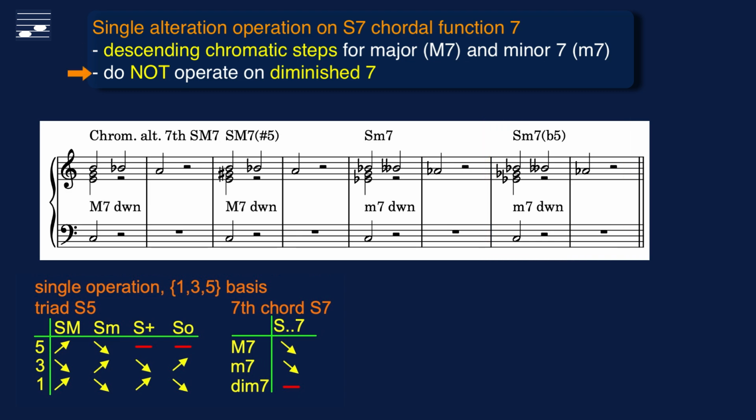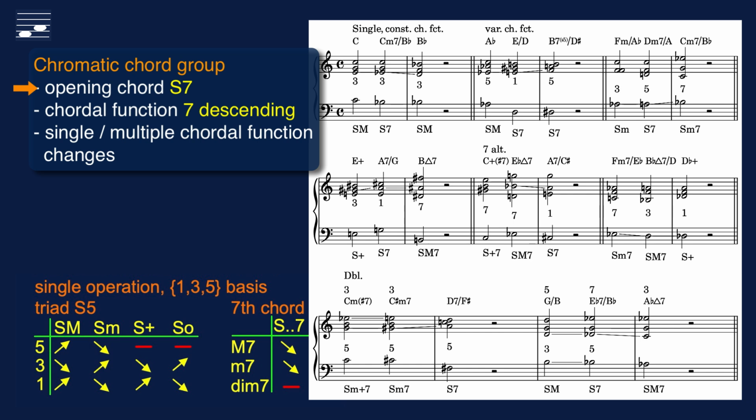Do not apply a chromatic operation to the diminished 7th. In the 2 examples of a chromatic chord group starting with a 7th chord, chordal function 7 is chromatically descending and you may use constant or variable chordal function changes.